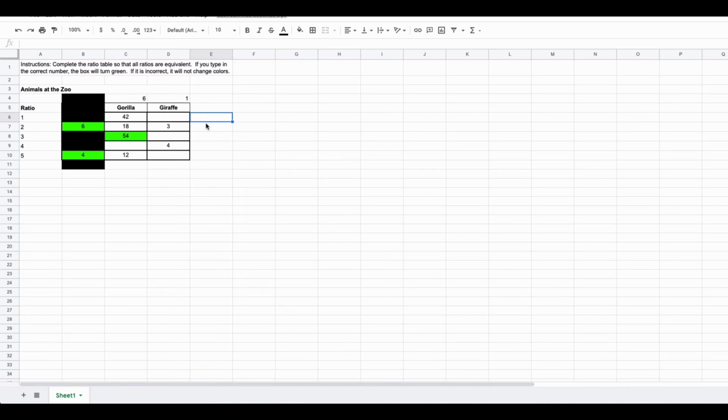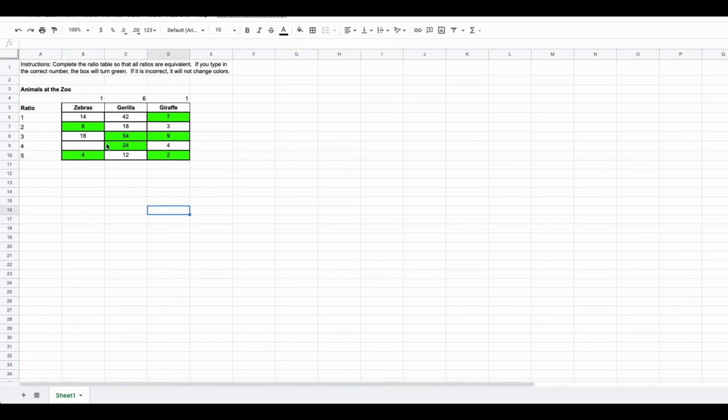And now I can build up the rest of this table. To get from 1 to 4 is times 4, so 6 times 4 is 24. And then I can match up the other parts of the table. For gorilla, to get from 6 to 42 is times 7, so 1 times 7 is 7. To get from 6 to 54 is times 9, 1 times 9 is 9. And then to get to 12 is 6 times 2, so 1 times 2 is 2. And now I've pretty much completed the table.